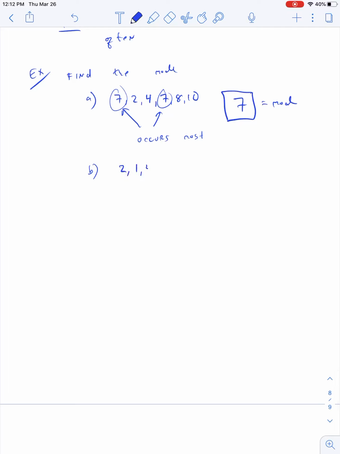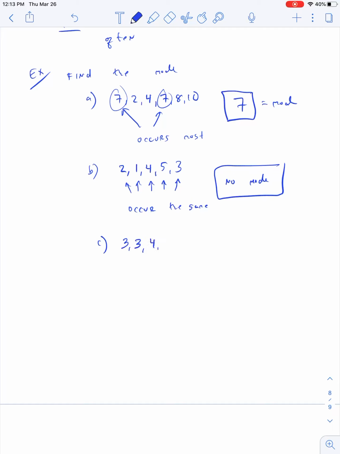How about our next example? We have 2, 1, 4, 5, and 3. We see that they all occur once. All of them occur the same. So there is no most. So here there's no mode. All right, so if we don't see a data item that is seen more than any other, there is no mode.